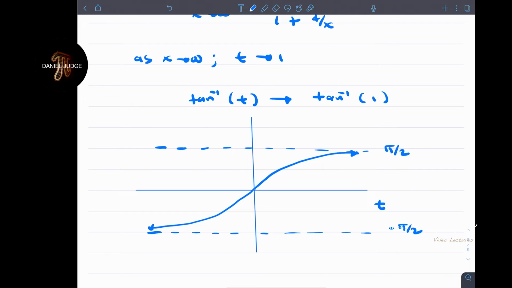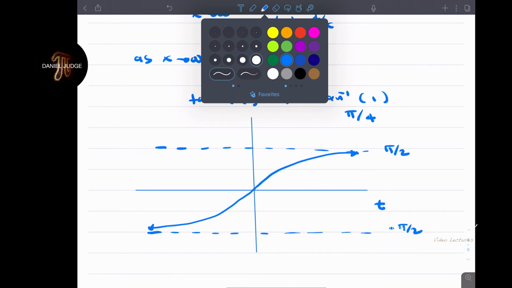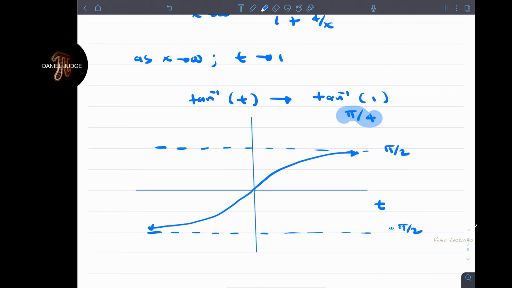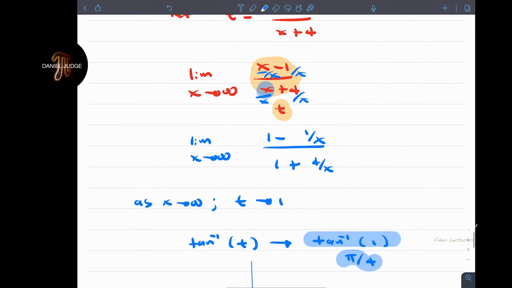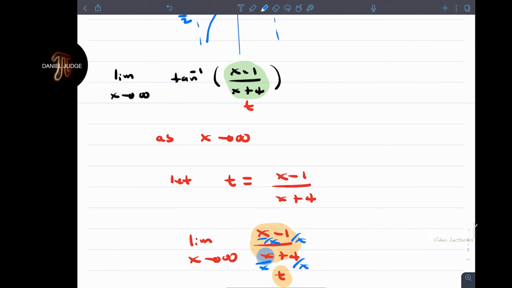So if t is going to 1, inverse tangent of 1, we have to know what the inverse tangent of 1 here is. And that's going to be pi over 4. So this goes to pi over 4, because that's the value of inverse tangent of 1 here. All right, so this is the first limit. Limit as x goes to positive infinity, so this would be pi over 4.